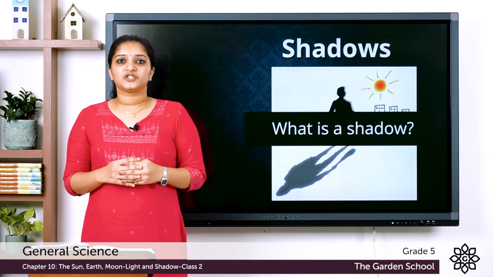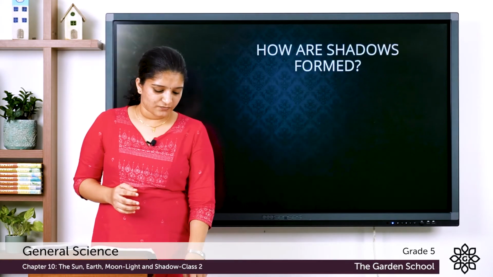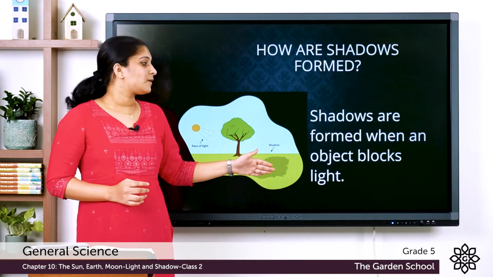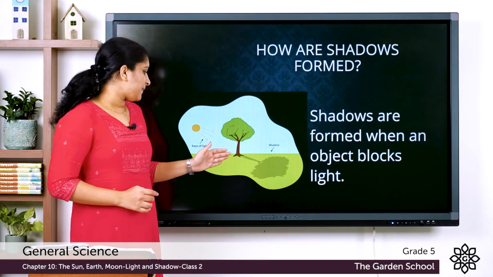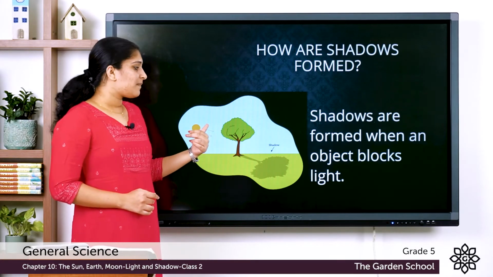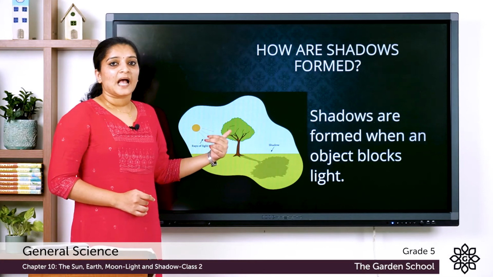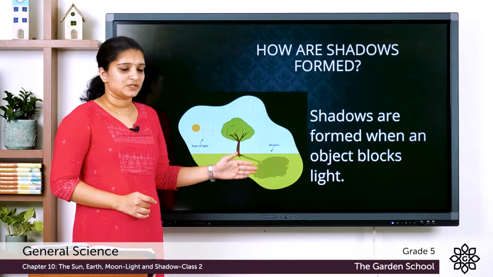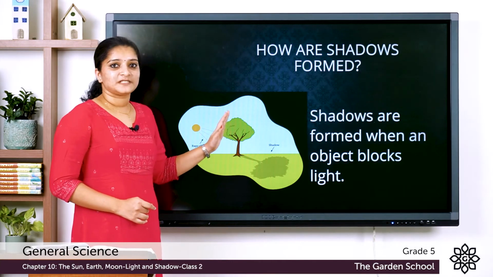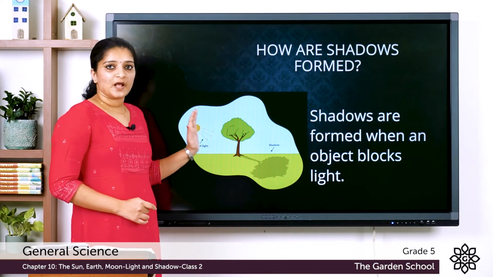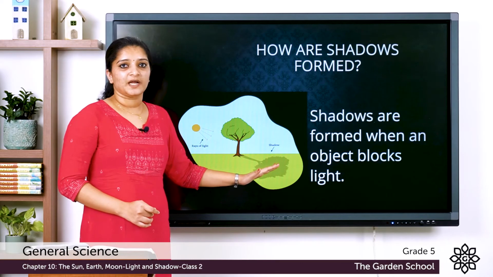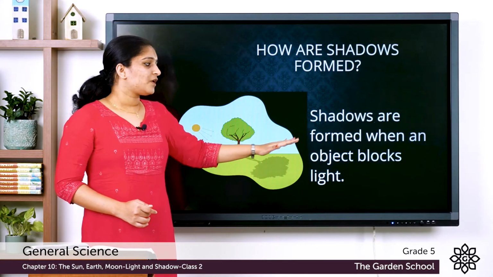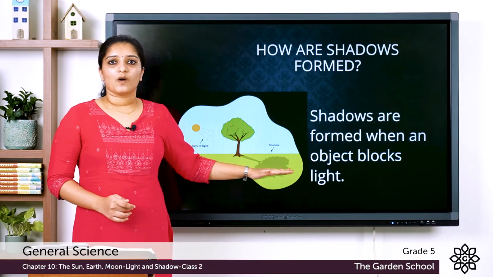Now you know what a shadow is. Do you know how a shadow is formed? Yes. Shadows are formed when an object blocks the light. Here in the picture you can see that the sun's rays are hitting the tree, and the tree is an opaque object, which means the tree does not allow light to pass through it. So when the opaque object, that is the tree, blocks the rays of light, it forms a darker shade behind the tree, which is known as a shadow. Shadows are formed when an object blocks the rays of light.